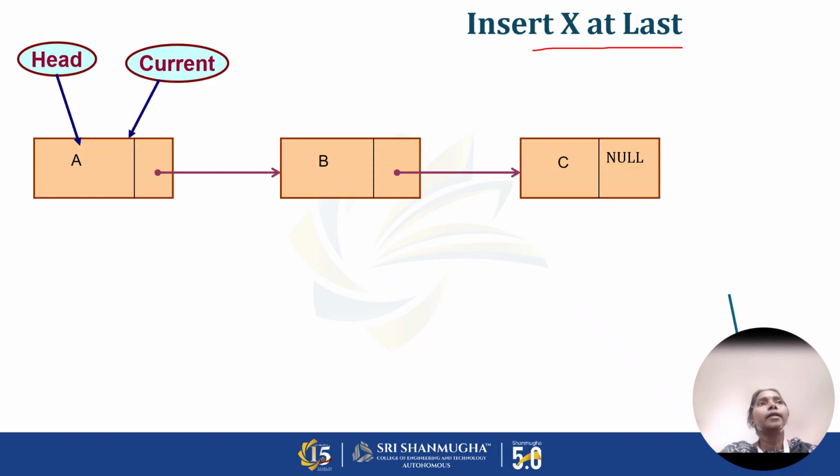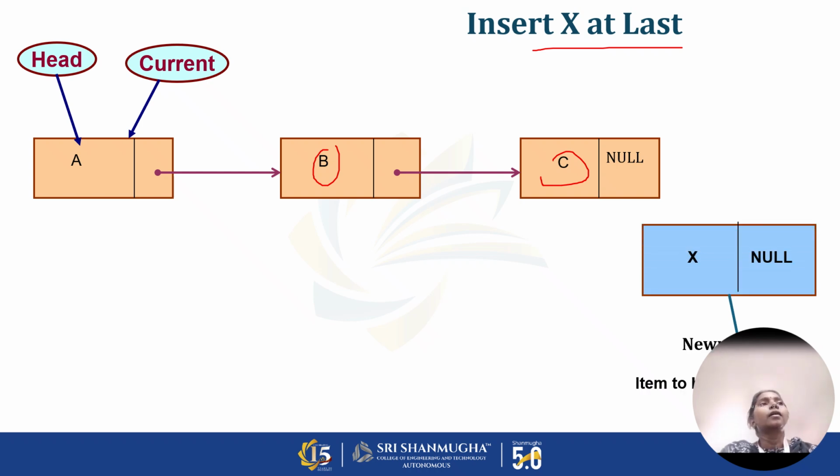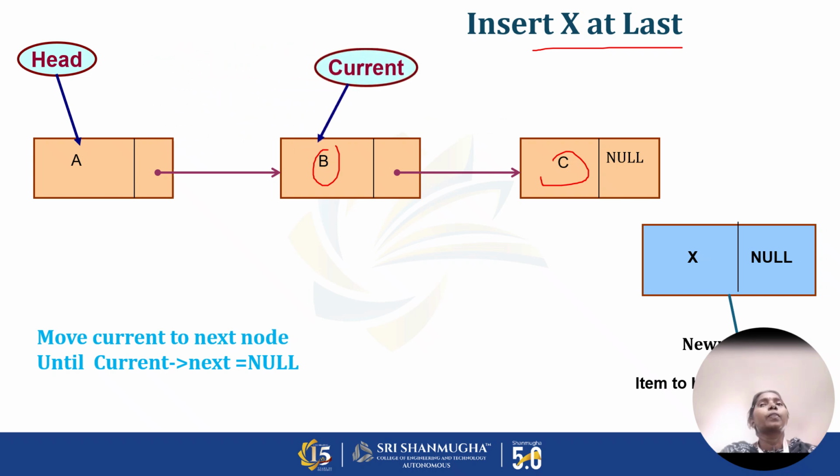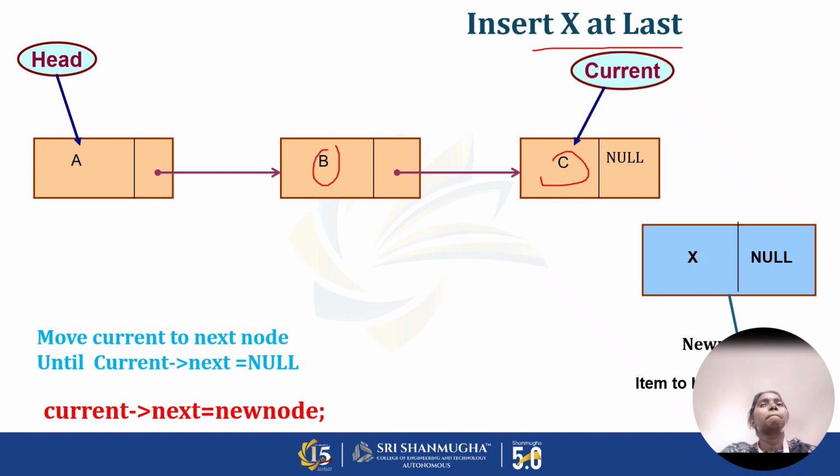So this is the head, the first node, the second node is B, and the third node is C. We have to insert X at last, so X is the new node. Move the current node to the next node, that means until current next is null. Then current next is the new node. So X is the last node.